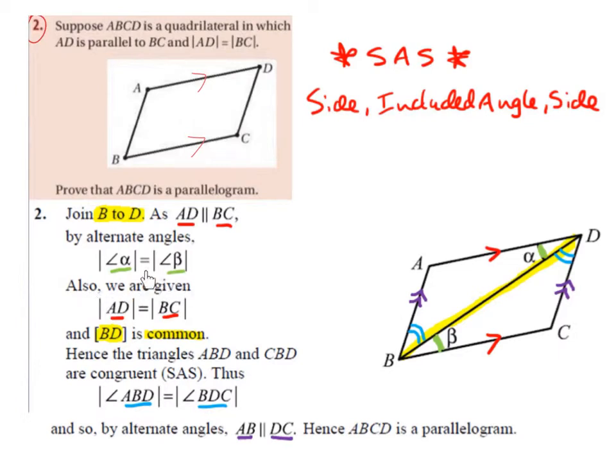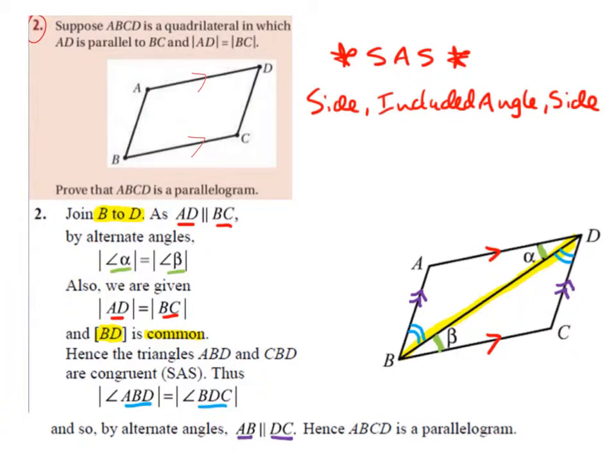Also, we are given that the length of AD is equal to the length of BC. And BD is common, so we have a common length of both triangles. So BD is obviously going to be the same. Hence, the triangles ABD and CBD are congruent, which means they're identical.